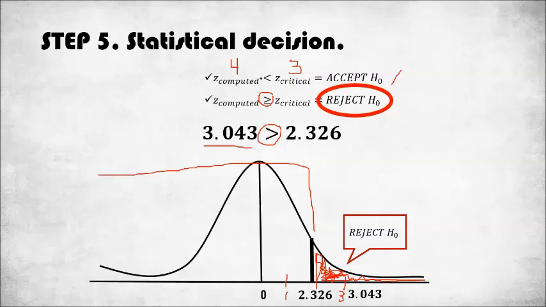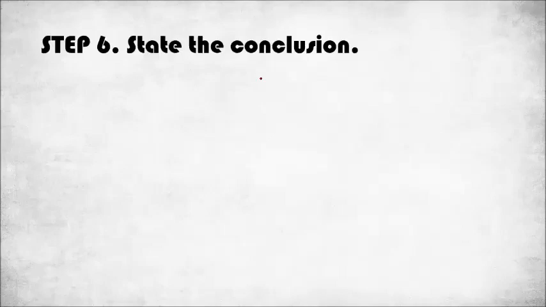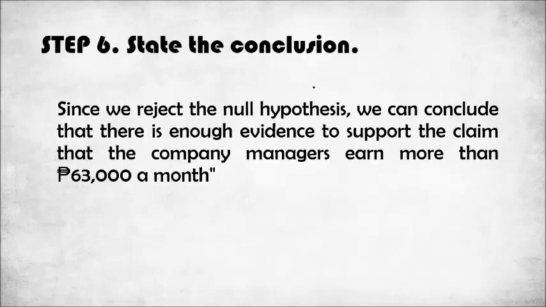Last step is to provide a conclusion. Pwede niyong gamitin yung pattern kanina. Since we reject the null hypothesis, we can conclude that there is enough evidence to support the claim that the company managers earn more than 63,000 a month. Okay? Wherein ang claim na sinusuport natin dito is H1 or alternative hypothesis. Okay? So, yun po yung pag-test natin ng hypothesis. Meron tayong 6 na steps.